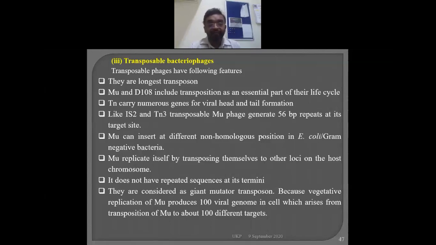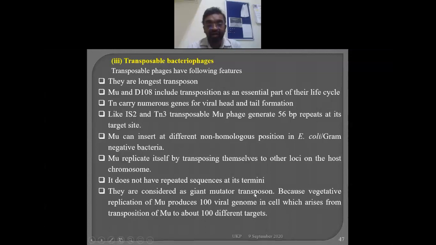And it does not have the repeated sequence in its termini. Repeats are there, but these are not always at the terminal region. These are disturbed, meaning even the head and tail, and even the terminal region, are going to be shifted here and there. And as this is larger in size, it is referred to as the largest transposable element as far as the bacterial cell is concerned, and it is also considered a giant mutator transposon.